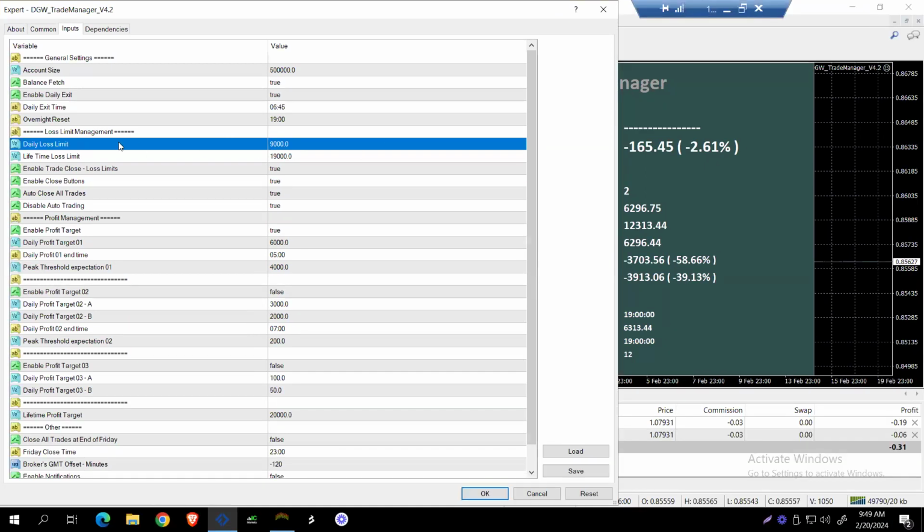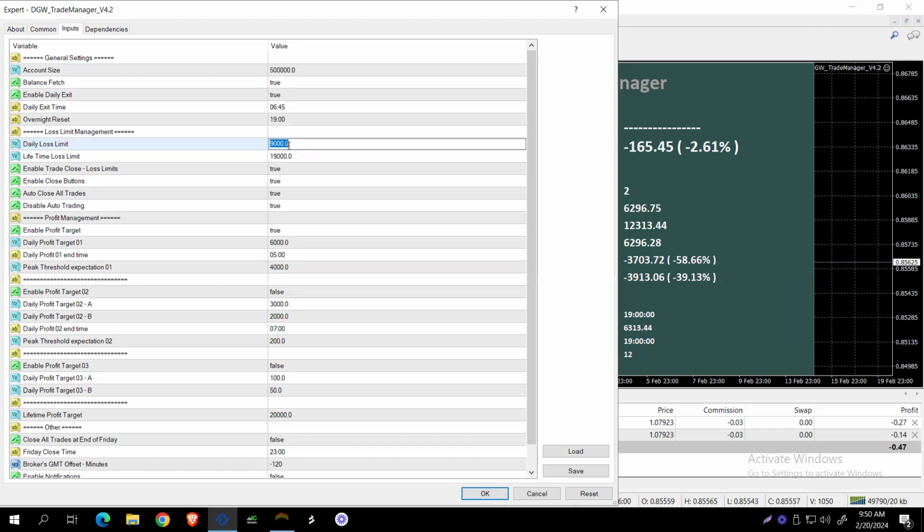So what this daily loss limit does is that while a robot is trading for you, if it sees that you've lost so much, up to $9,000 that same day, it closes all the trades. But you can configure it to what you like. You can put it to $10 or $20, just about any amount. So once it gets to that point, it closes all the trades.